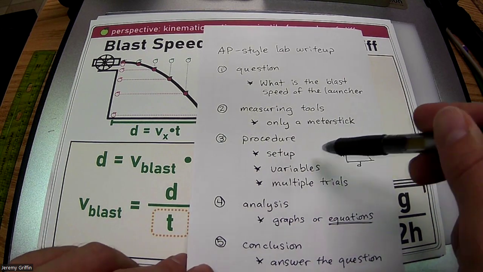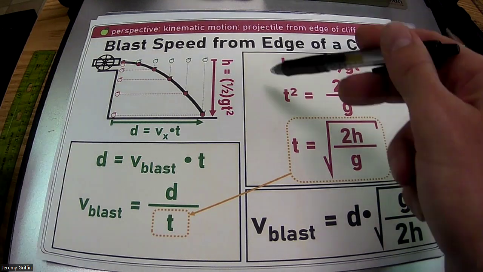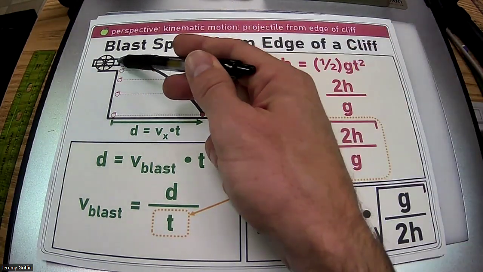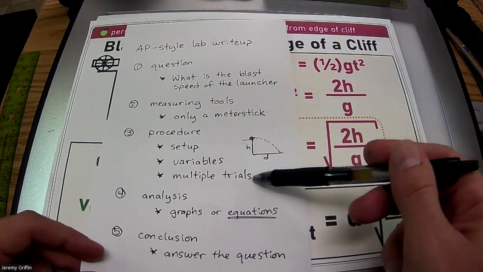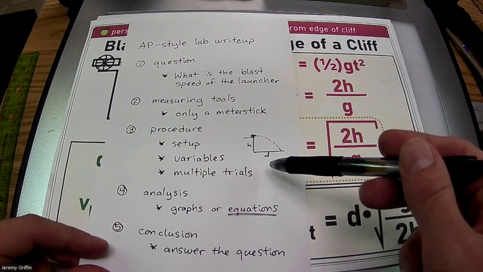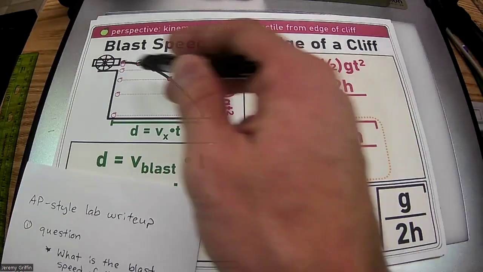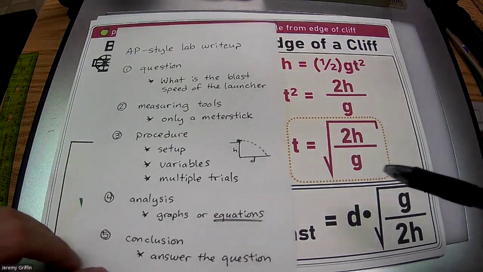Variables. So which of these variables do you want to measure? Maybe I want to measure this, want to measure this. Right, what I'm going to do with this. Right? Always mention multiple trials. That's always an AP point. Right? So maybe launch it at least 3 or 4 times, take an average kind of thing.